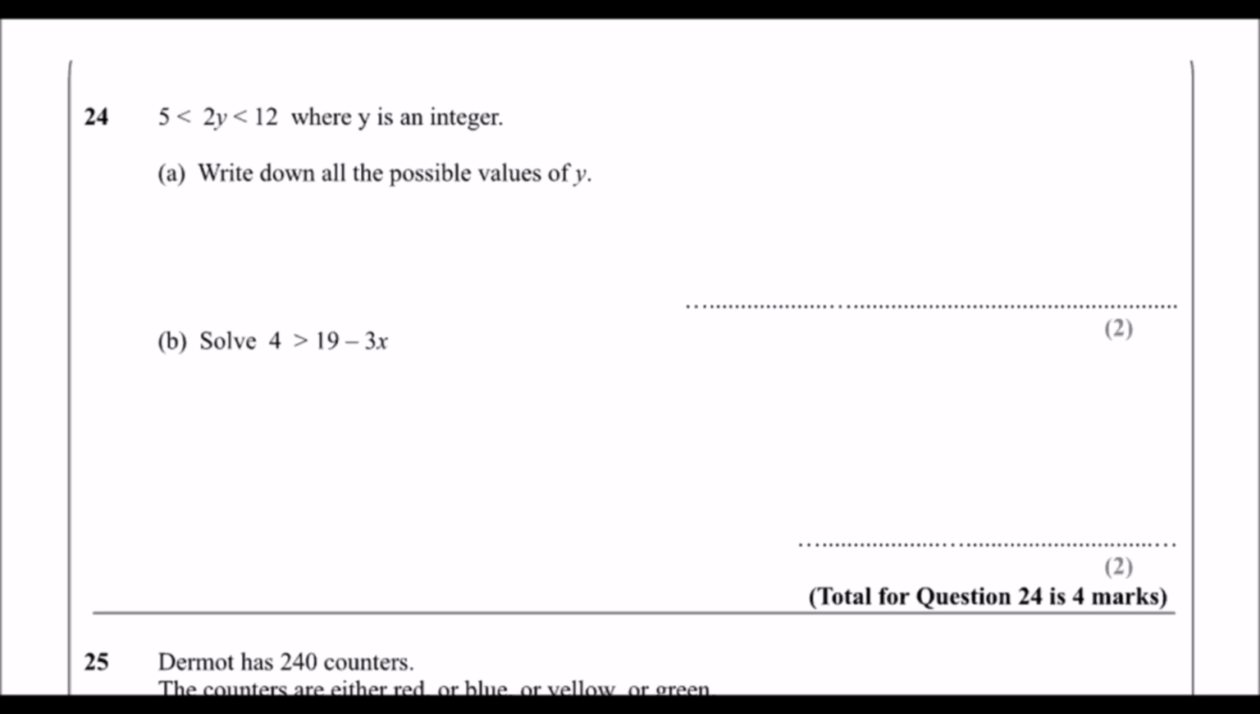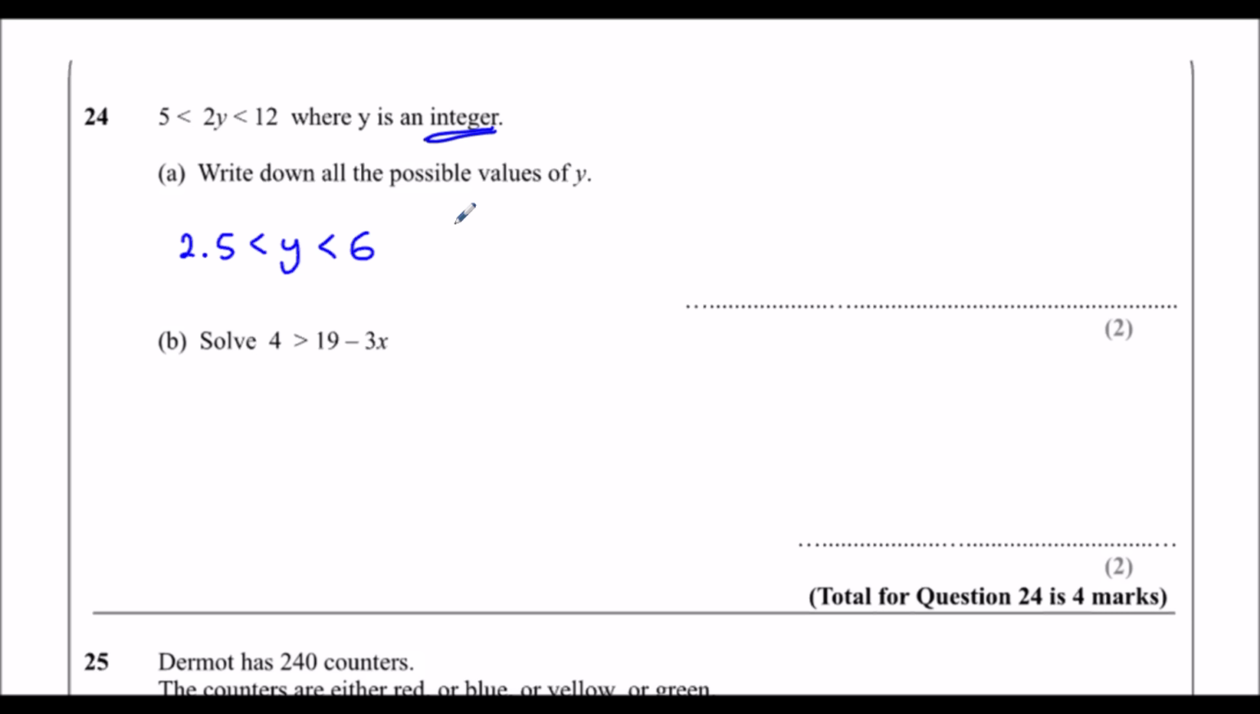Question 24. So 5 is less than 2y and 2y is less than 12. So 2y is between 5 and 12, where y is an integer, so a whole number. Write down the possible values of y. So this is 2y, so the best thing to do is to half it. So half everything to make it into a y. So 2.5 is less than y, which is less than half of 12, which is 6.